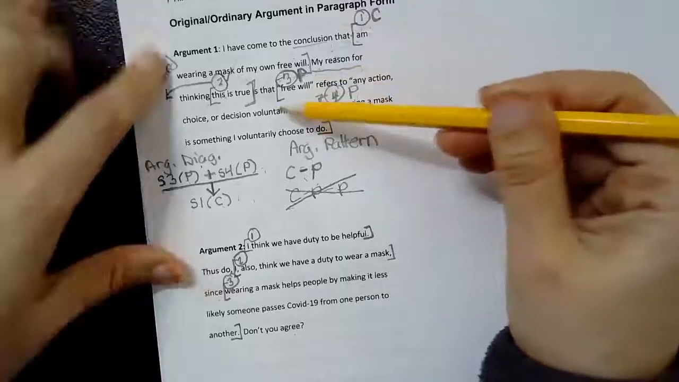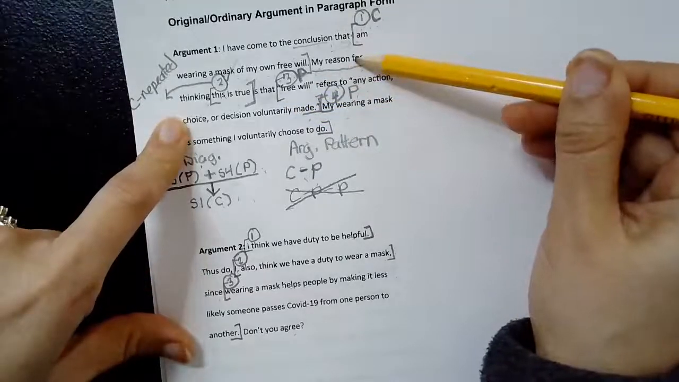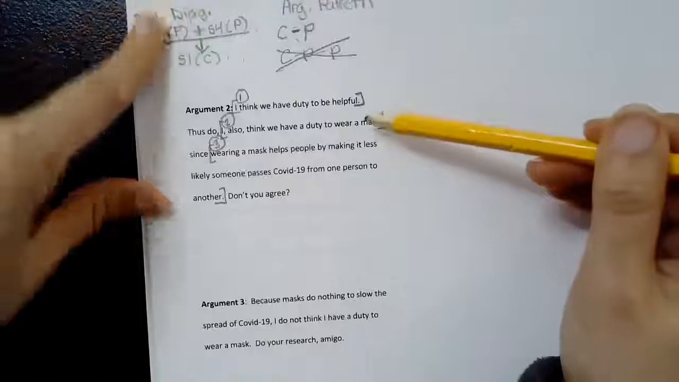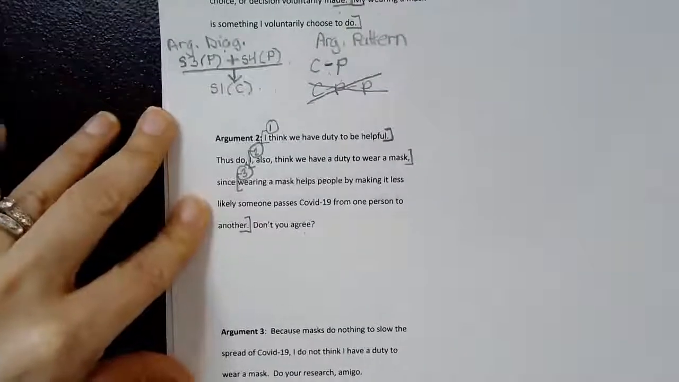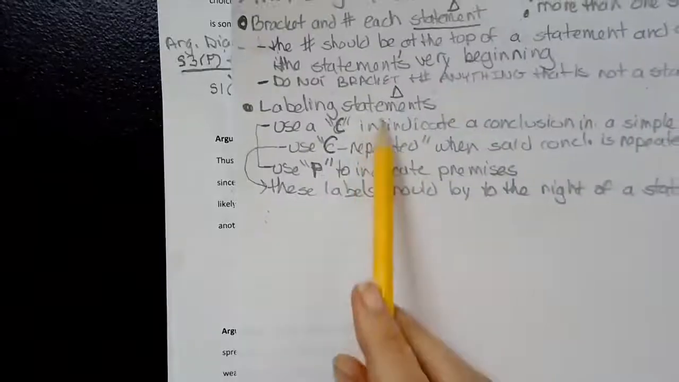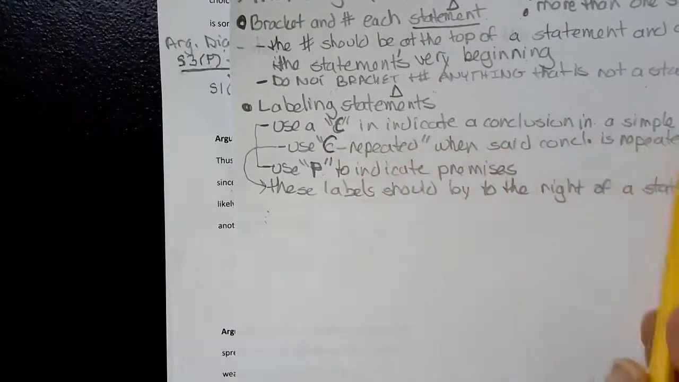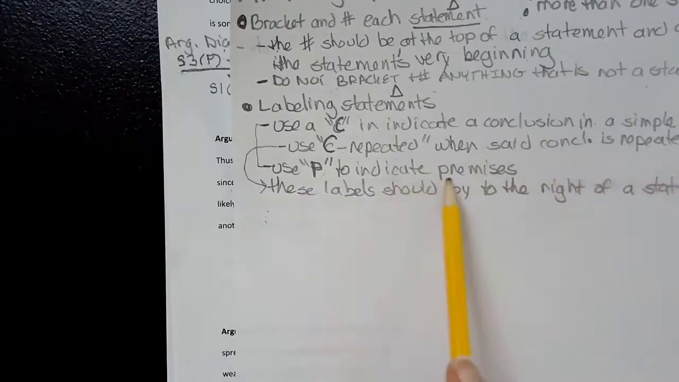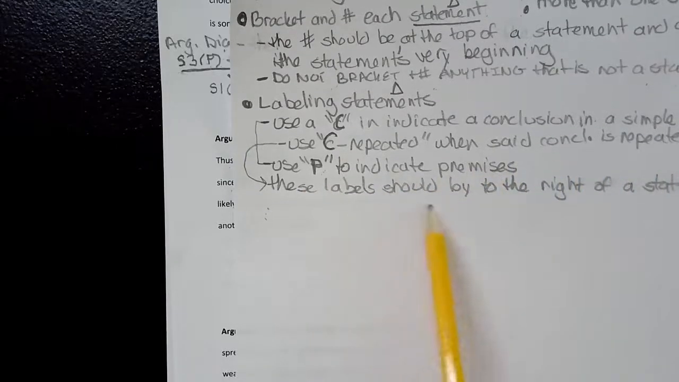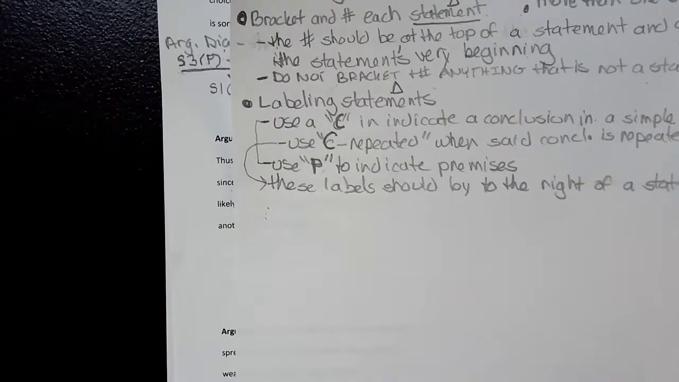My reason for thinking this is true. So the second sentence in this argument did have two statements, and then the second sentence in this argument also has two statements. All right, so next what we're going to do is, what do our notes tell us to do? Label statements. Use a C to indicate a conclusion in a simple argument, C repeated when conclusion is repeated, use P to indicate premises. These labels should be to the right of a statement number.